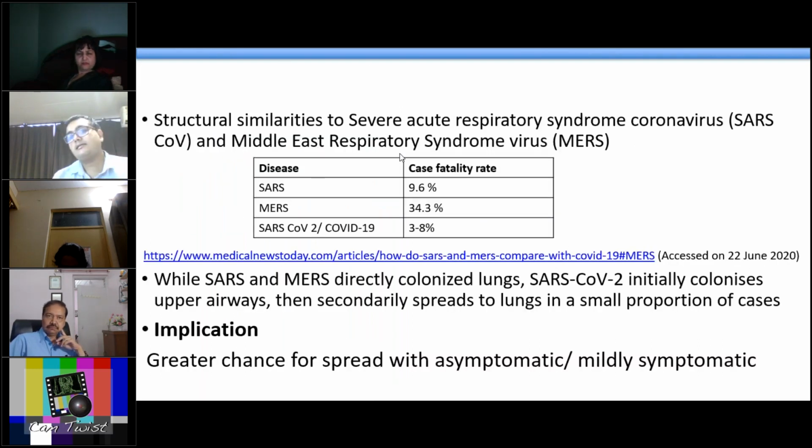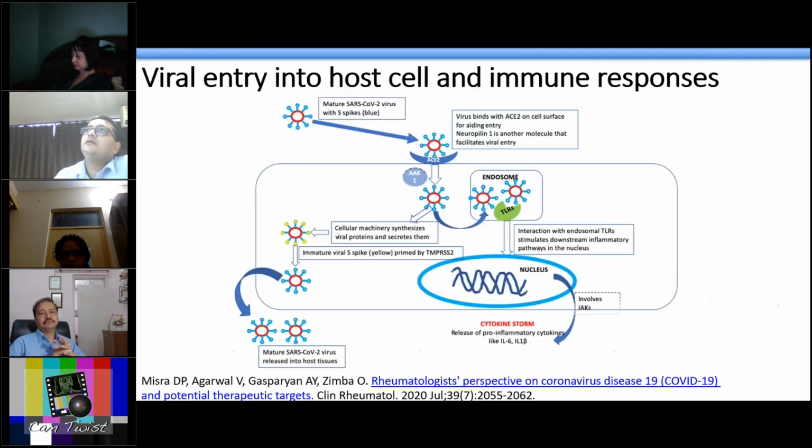So why is SARS-CoV-2 infection much more severe and fatal, and causing a pandemic, as opposed to SARS and MERS? The main reason is that while SARS and MERS directly colonize the lungs, SARS-CoV-2 initially colonizes the upper airways and secondarily spreads to the lungs in a small proportion of cases. In many asymptomatic individuals, it can just colonize the upper airways and spread to other people. Therefore, it has a greater chance of causing a pandemic.